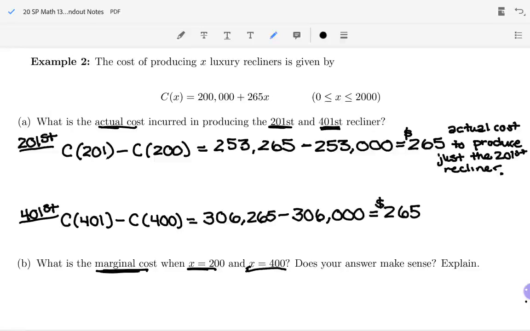So sometimes it'll be a different number. This one, it's not because it's a linear function. It's growing by the same slope every time. How we would interpret this is we said 265 is the actual cost to produce. Again, we're talking about cost, so that's why we're saying produce instead of sell. That would be revenue or profit. So actual cost to produce just the 401st recliner.